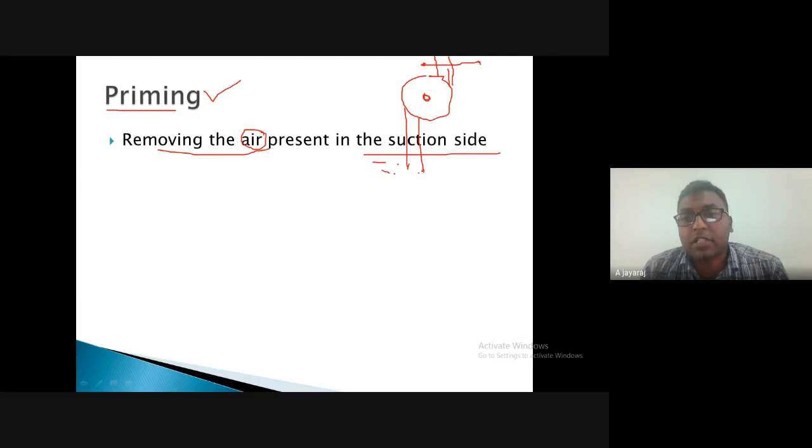So the suction side, the pipe is completely filled with air. So I switch on the pump. When the pump starts rotating, a low pressure region is created here. Because the air is completely present in this region, this low pressure region is developed in terms of head of air, pressure in terms of air. So this head of air is very small.